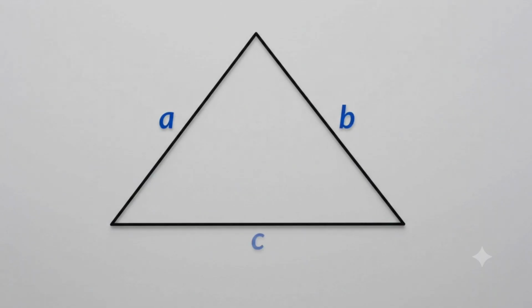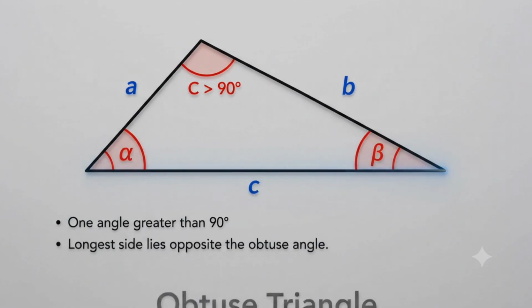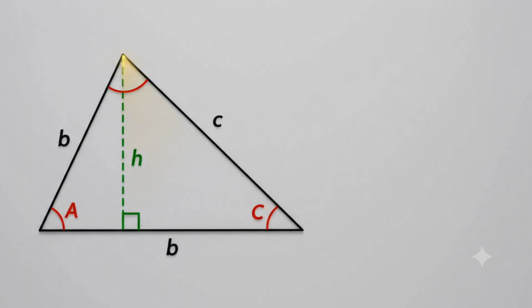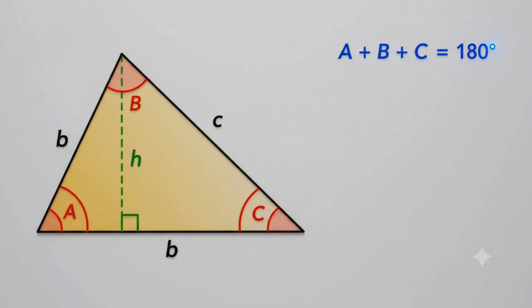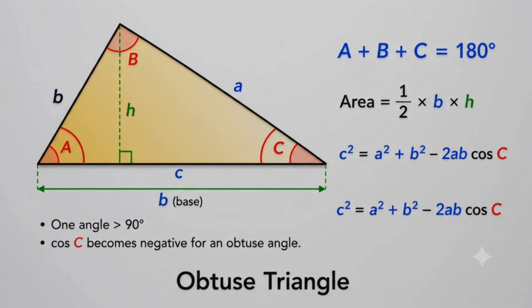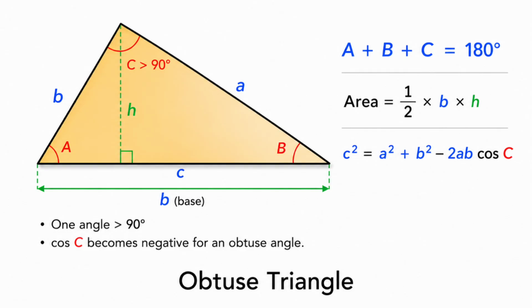Obtuse triangle. An obtuse triangle has one interior angle greater than 90 degrees, while the other 2 remain acute. The side opposite the obtuse angle is always the longest. Like an acute triangle, its side lengths can vary, so the perimeter is P equals A plus B plus C. The area remains 1/2 times B times H, although the perpendicular height may fall outside the triangle. The law of cosines, C squared equals A squared plus B squared minus 2AB cosine C, is often used to study and classify obtuse triangles.